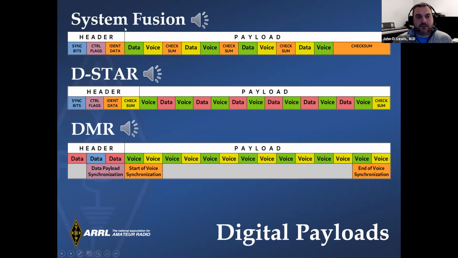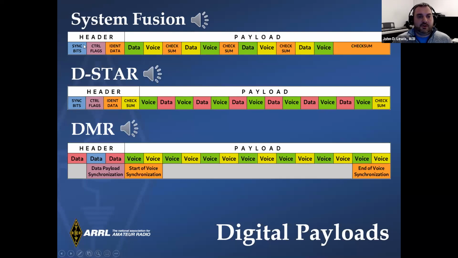Okay. So System Fusion, basically, what I'm trying to differentiate here is why these are not directly compatible. People say, well, why won't a Fusion and a D-Star and a DMR radio work? Well, they have different payloads. And when that data payload is sent, it comes in a big package. Your entire transmission is basically this entire stream.